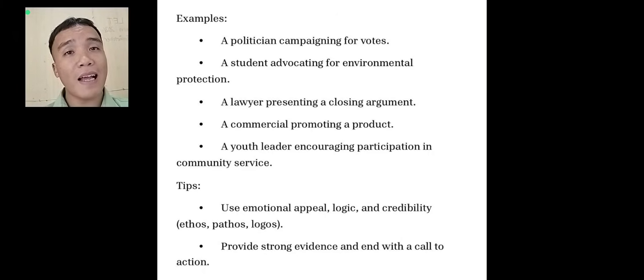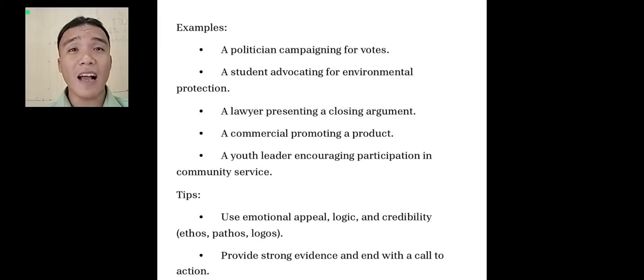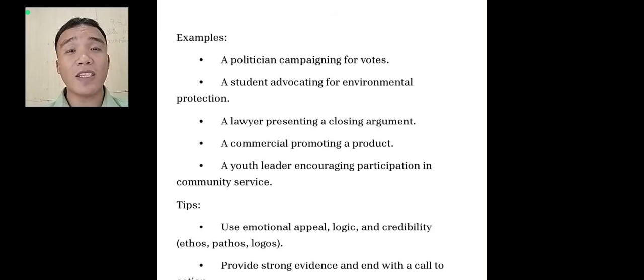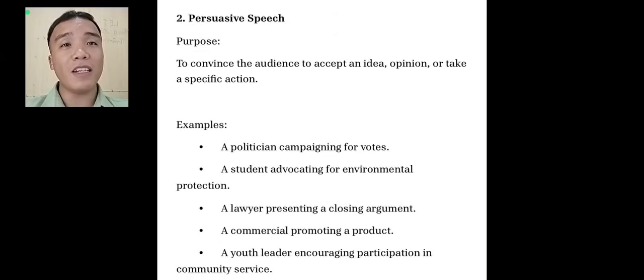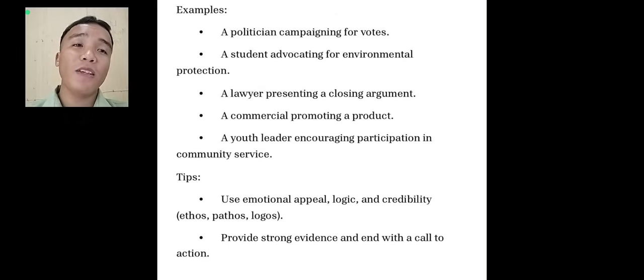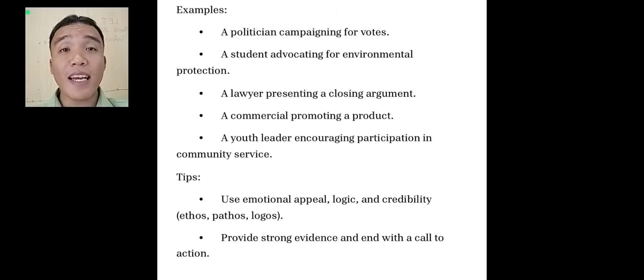So those propagandas that you will be seeing on television, like the commercials on surf powder and so on, are an example of a persuasive speech, because again and again they are trying to convince you to buy their product. Okay, so tips on how to properly conduct a persuasive speech: use emotional appeal, logic, and credibility. Emotional appeal: it is very important to connect with your audience emotionally when you're giving a persuasive speech.